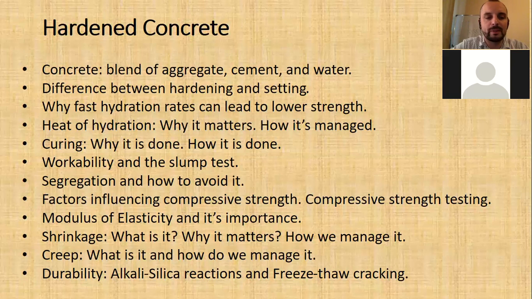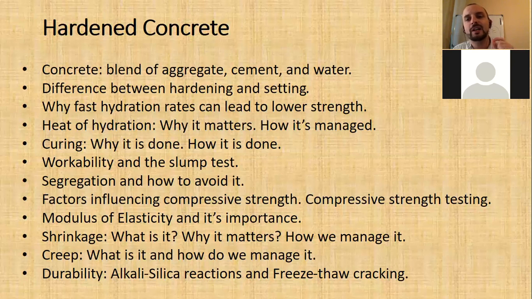We talked about workability and the slump test, segregation and ways to avoid segregation. We also talked about bleeding, which is a kind of segregation. And then we talked a lot about compressive strength. We didn't talk too much about the other strengths, because concrete is usually used because of its good compressive strength. If you want good tensile strength, you normally combine concrete with steel, which has good tensile strength, and that's called reinforced concrete.